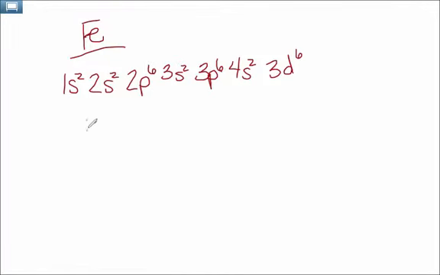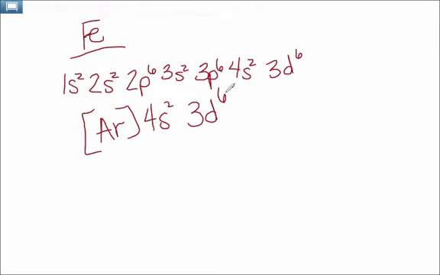Okay, iron. What's the noble gas that comes before iron? Argon. So we put Ar in brackets. And then after Ar, we're down to potassium, and that would be 4s2, 3d6. So that would be our noble gas notation for iron.